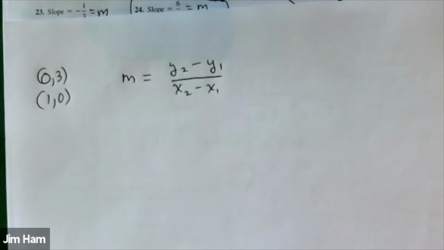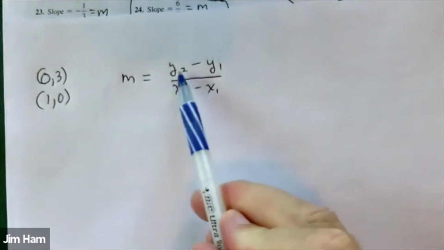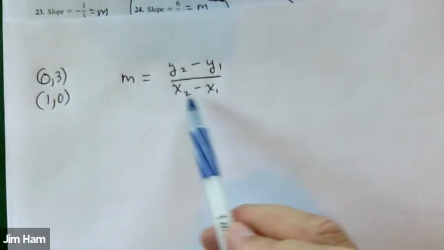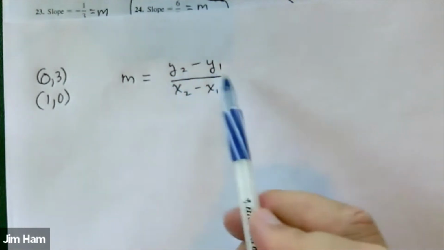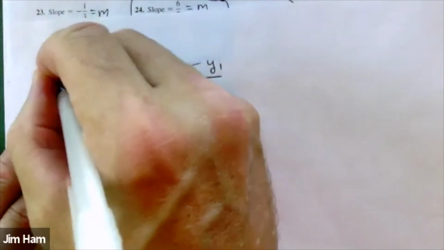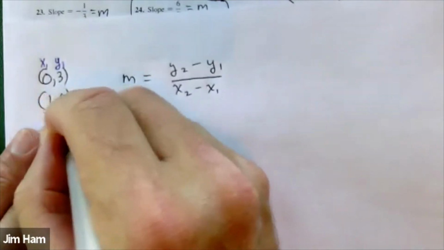They call it the definition of the slope. It doesn't matter which point you call the first point, which point you call the second point. The key is that you're going to subtract the y coordinates on the top, and you're going to subtract the x coordinates on the bottom. And you have to go in order. So x1, y1, x2, y2.